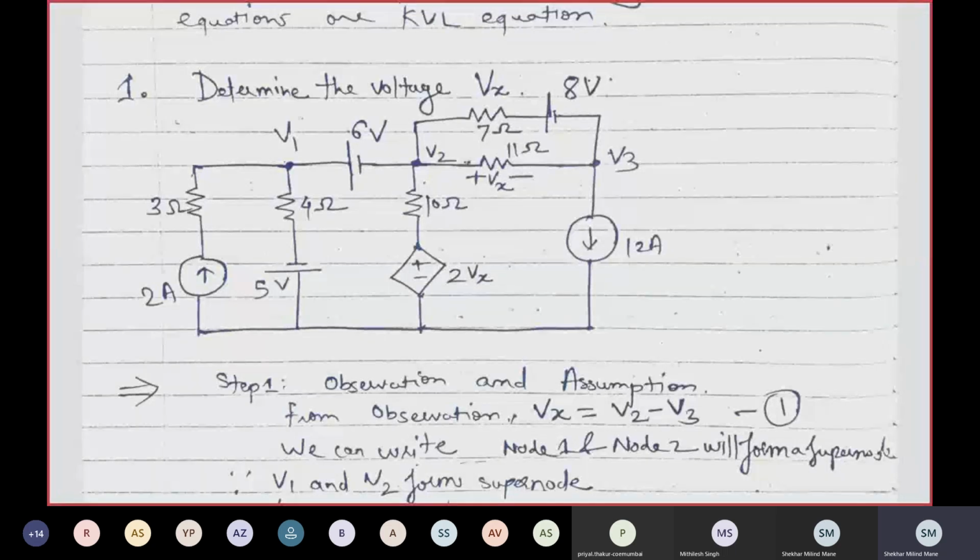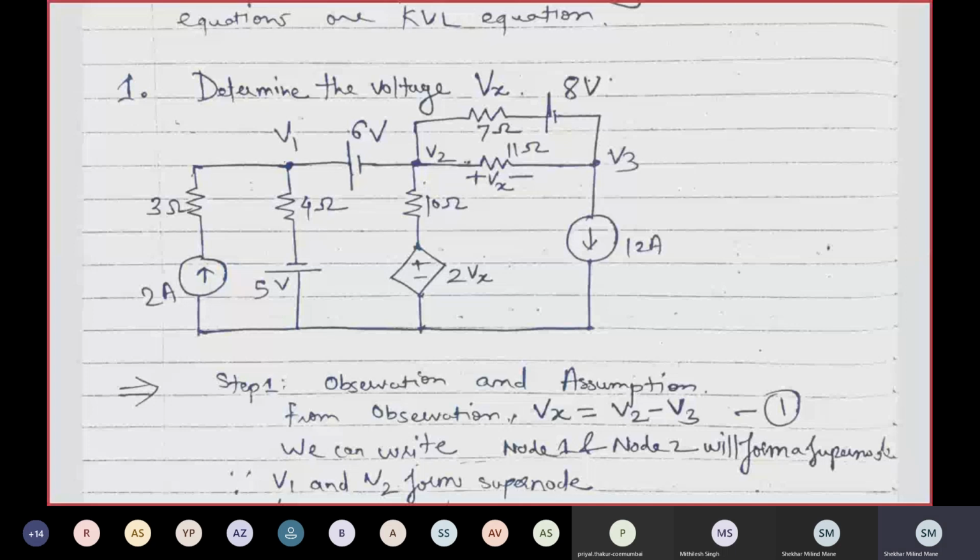Now here a supernode forms. We can see from the diagram itself, between node 1 and node 2, only a voltage source is connected. There is no other network element present between V1 and V2. So here a supernode forms.